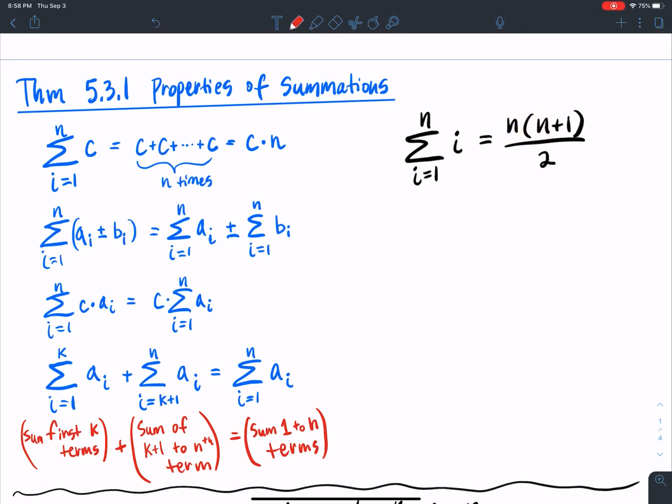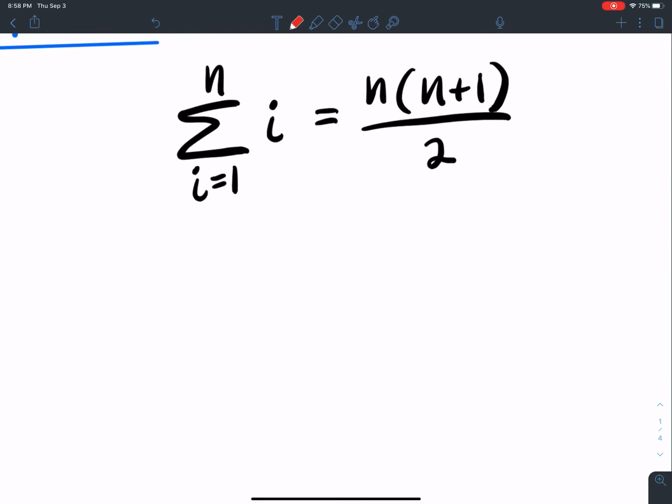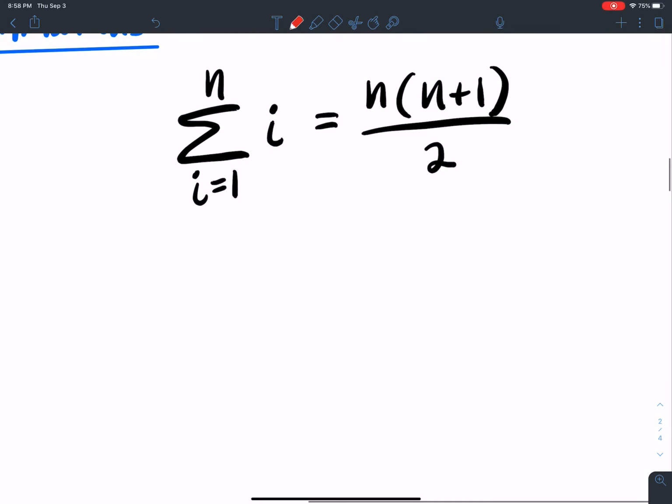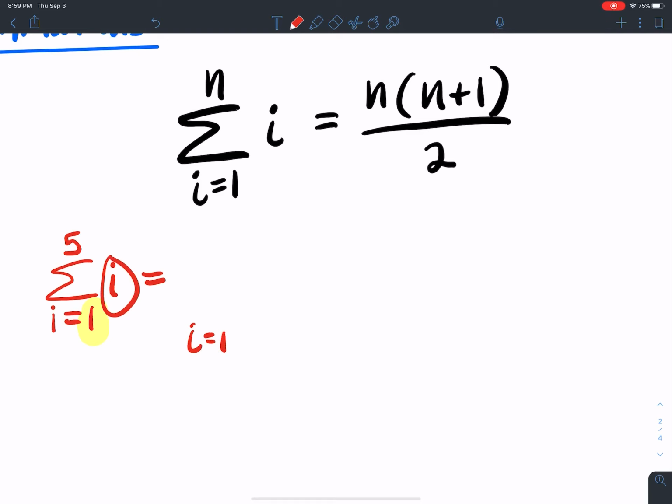Okay, so you might be thinking, Mr. Clark, I don't even understand what you're writing right now. So let's do something more concrete. The sum from i equals 1 to 5 of i. What this says is my index i starts at 1. So when i equals 1, I plug in a 1. So I have 1 there.